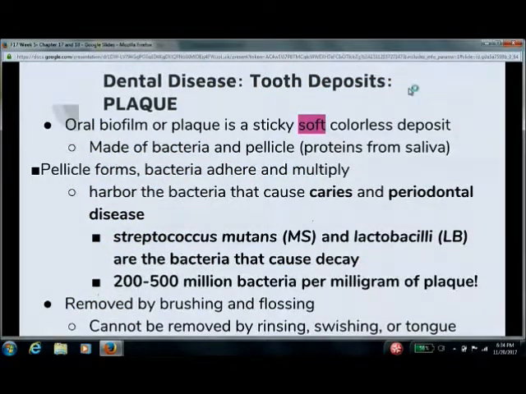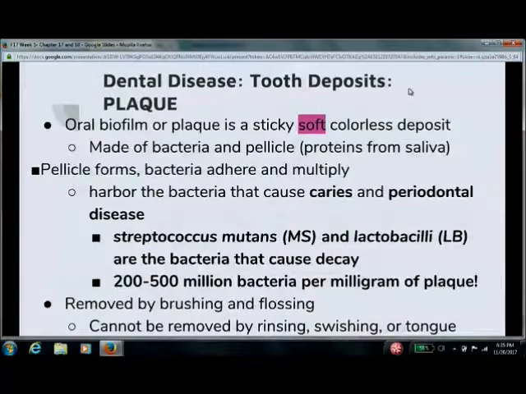Plaque is a soft, sticky, colorless deposit that sticks to your teeth. And so what I want to say right now is that if you've seen plaque, you actually aren't looking at plaque. So when you see someone who maybe hasn't brushed their teeth in a while, and you can actually see the food debris on their teeth, it has plaque in it, but plaque is colorless. So plaque is not something that's visible, typically.